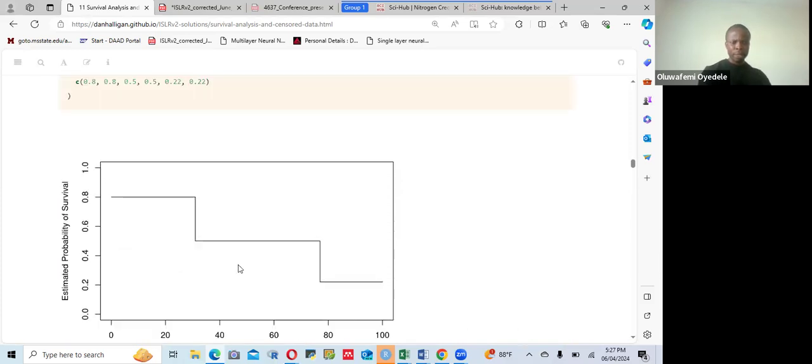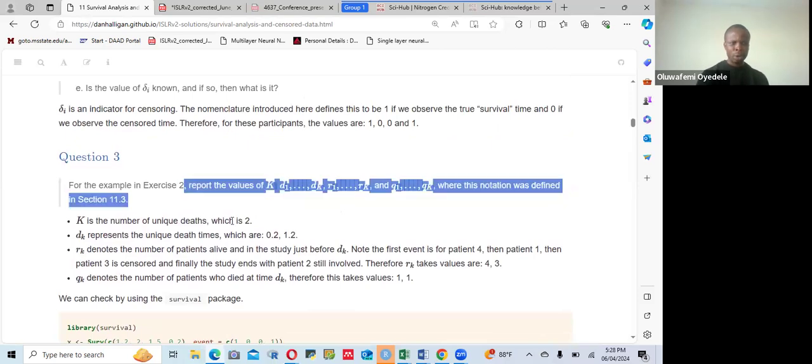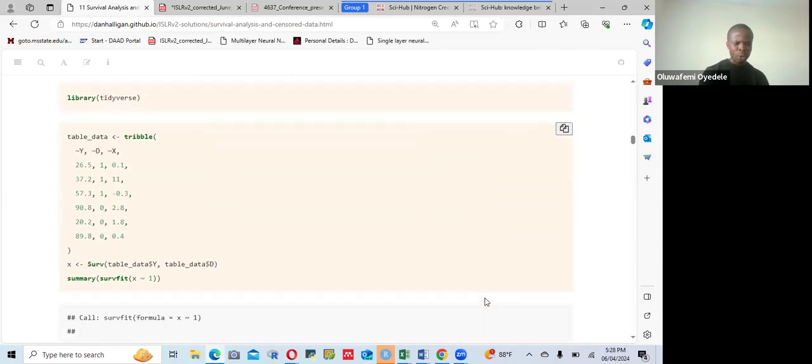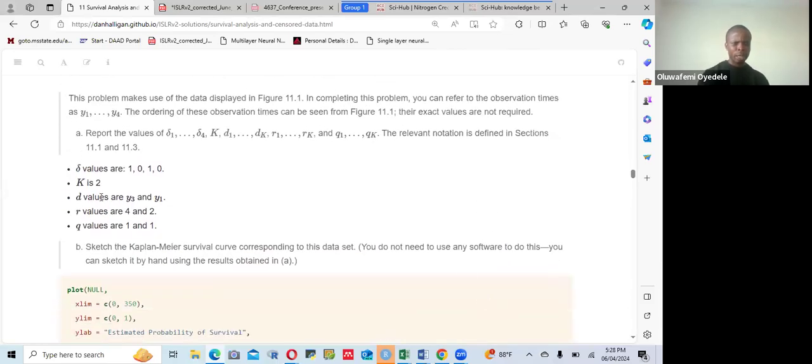We have already seen all those notations when we were looking at question three. So what they did there, they say that the delta values are 1, 0, 1, and 0. K is 2, the d values are y3 and y1, the r values are 4 and 2, and the q values are 1 and 1.